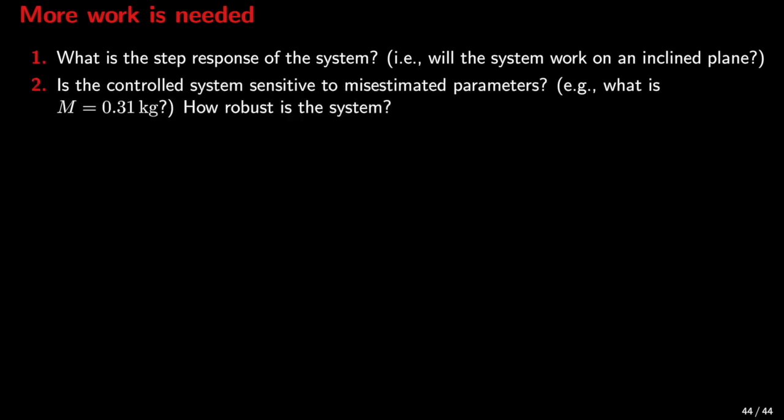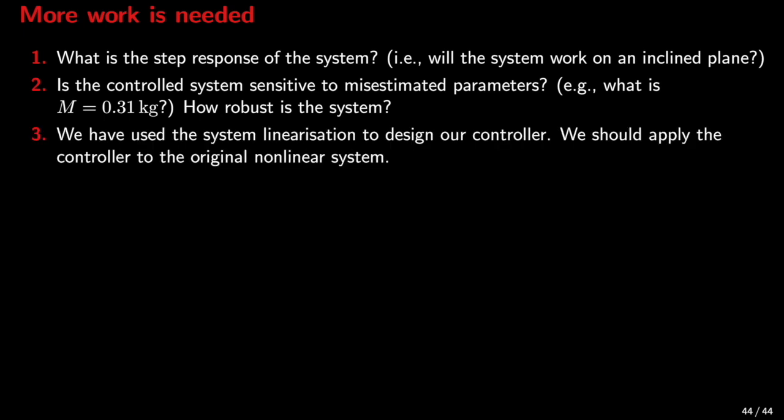Secondly, we should check whether the controlled system is sensitive to misestimated parameters. For example, we took the mass of the car to be 0.3 kilos. What if it is 0.31 kilograms? Will then the closed-loop system behave nicely?